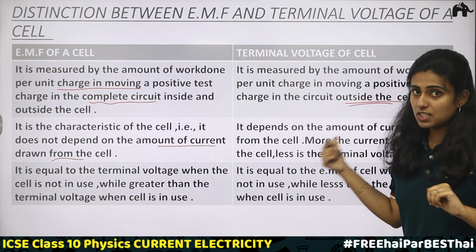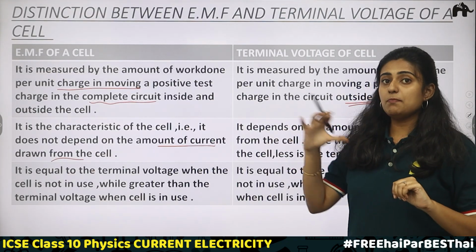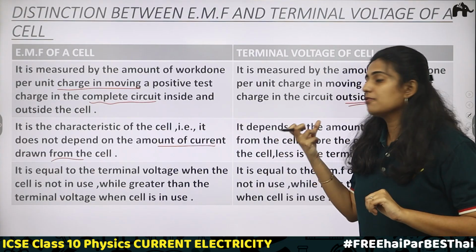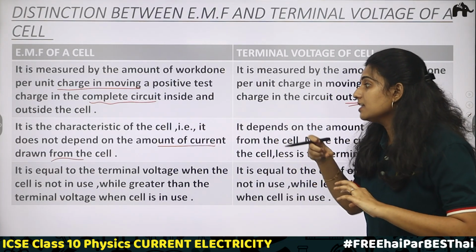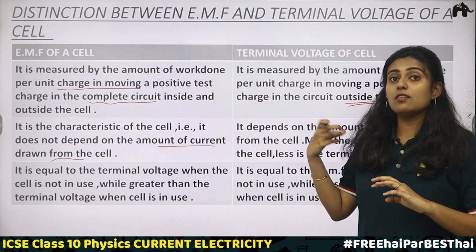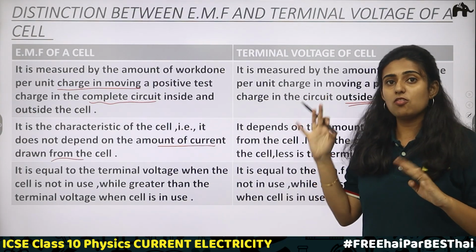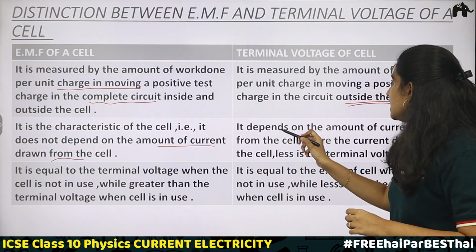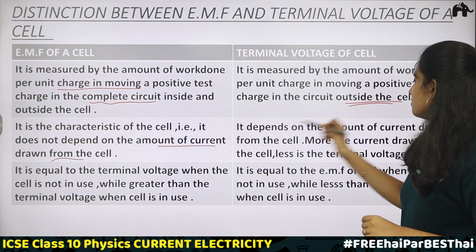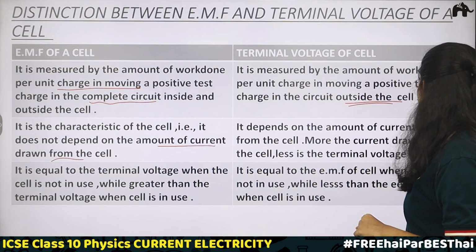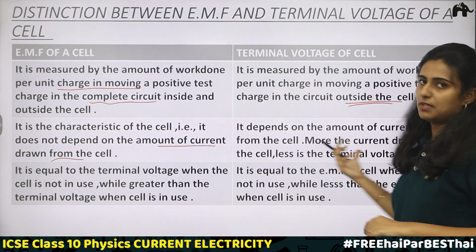Okay. When it comes to terminal voltage, what happens? It depends on the current drawn from the cell. If more current is drawn from the cell, what happens? Then the voltage drop is going to increase and terminal voltage will be a small value. Okay, it depends on the amount of current drawn from the cell. The more the current drawn from the cell, the less is the terminal voltage.